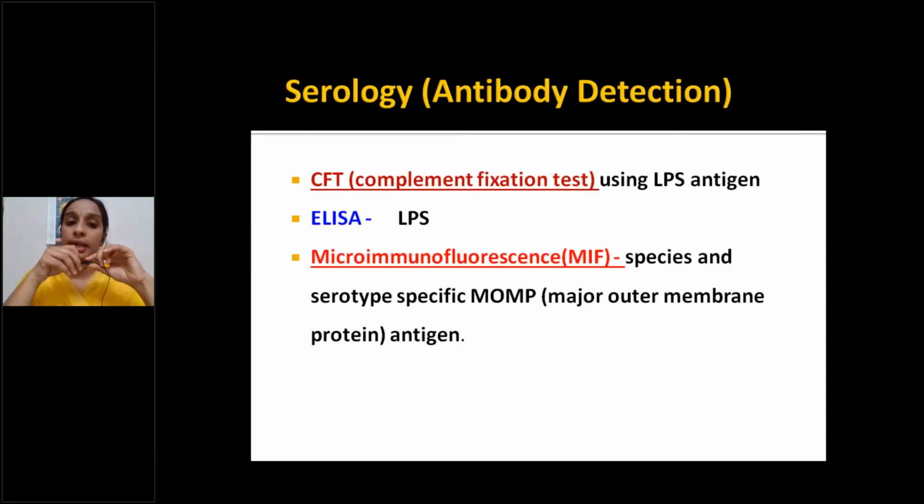Next, serology, antibody detection. Using the lipopolysaccharide antigen, we can detect antibodies against this LPS antigen by the complement fixation test. ELISA is also used for the detection of LPS antibodies. Another important test is microimmunofluorescence, which is used for detecting the species- and serotype-specific major outer membrane protein antigen.